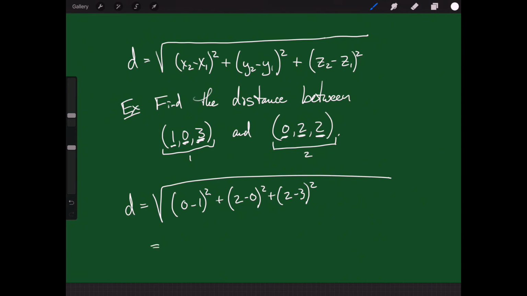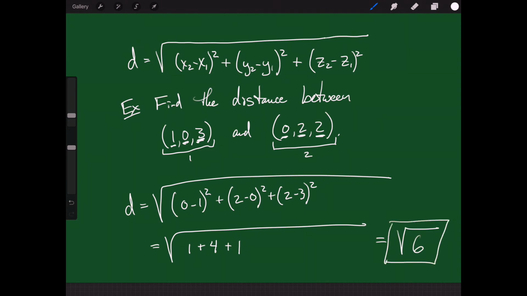All right, what is that? I get the square root of, this is 1 squared, which is 1, plus 2 squared, which is 4, plus negative 1 squared, which is 1. And so I get the square root of 6. So there's nothing really that different about finding distance between 2 points in space as there is finding distance between 2 points in the plane. You do the exact same thing, just with another variable thrown in there.